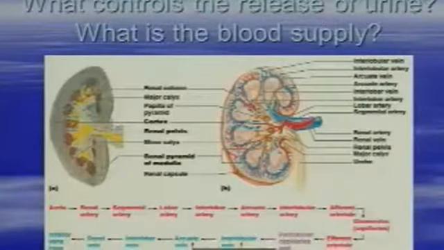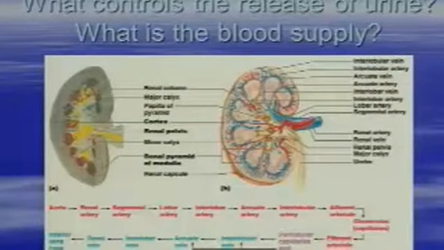Those triangular shaped structures are pyramids, okay? The pyramids come to a point. Those points dump into what are called minor calyces. Minor calyces, or a minor calyx is singular, are spaces that gather up that urine and send it to the major calyx or calyces.